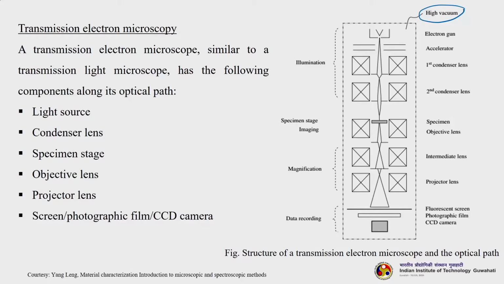Okay. So, a TEM, similar to a transmission light microscope, has the following components: a light source, a condenser lens, a specimen stage, an objective lens, a projector lens, then a screen and photographic film and a CCD camera. You can see there is an electron gun here. Then we have the accelerator, then the first condenser lens and the second condenser lens. Then we have a specimen. So, this is the specimen.